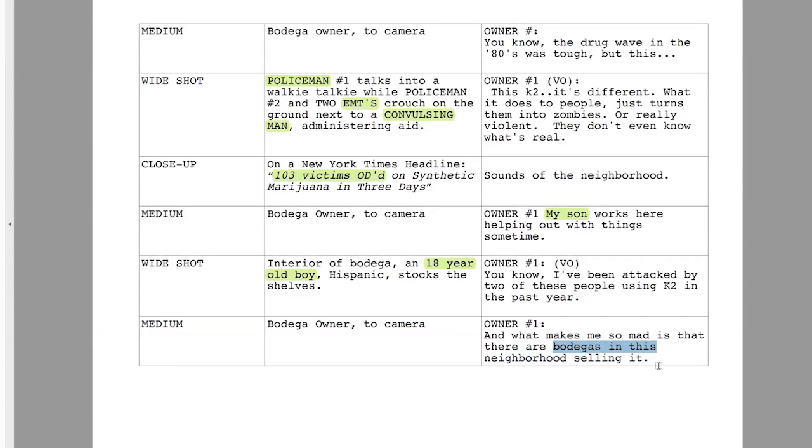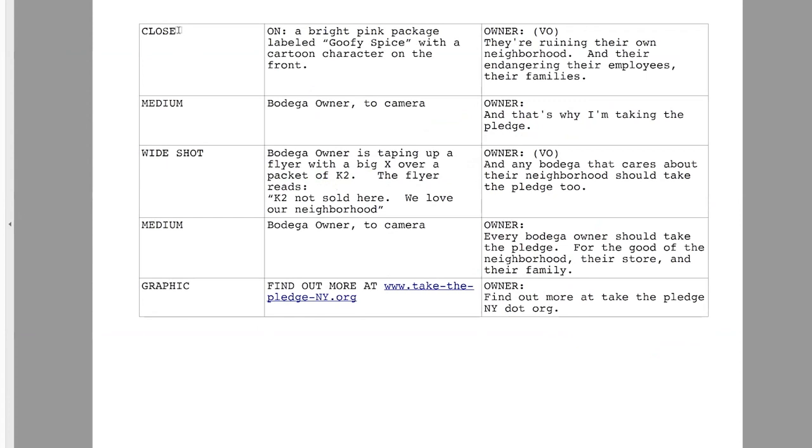And what makes me so mad is that there are bodegas in this neighborhood selling it. So again, remember, we're talking about the neighborhood and how it makes them less safe by selling it. So a close-up on synthetic marijuana, which is often sold in these bright pink packages. So we see a close-up on one of these synthetic marijuana packages. And we hear the owner, VO means voiceover, say: They're ruining their own neighborhood and they're endangering their employees and their families.